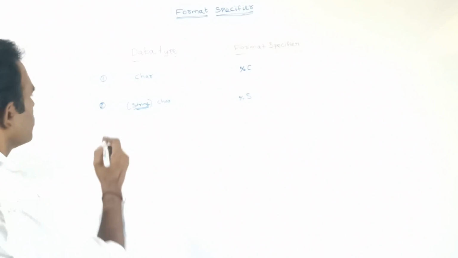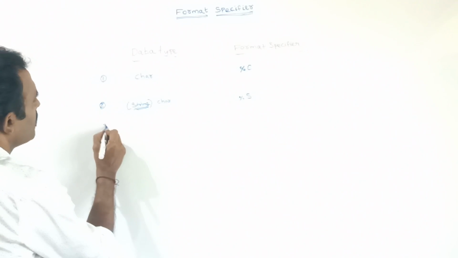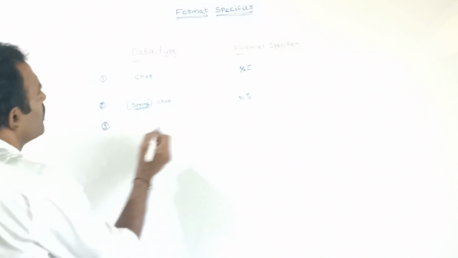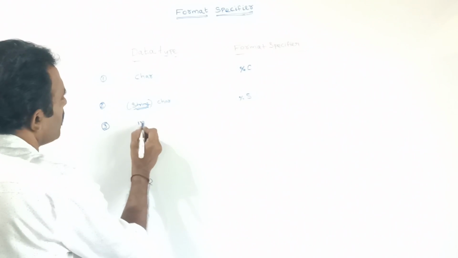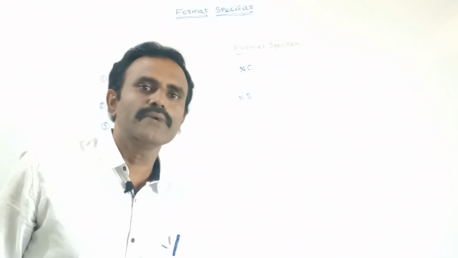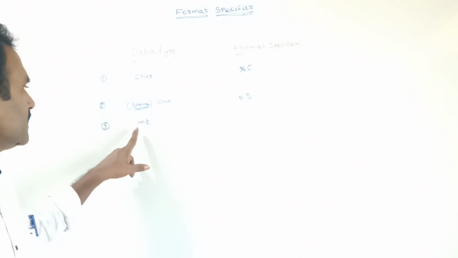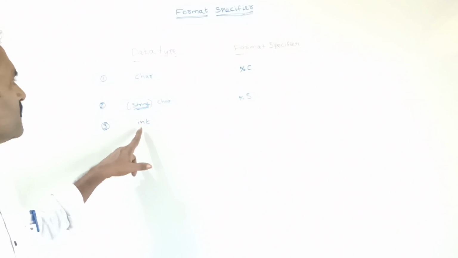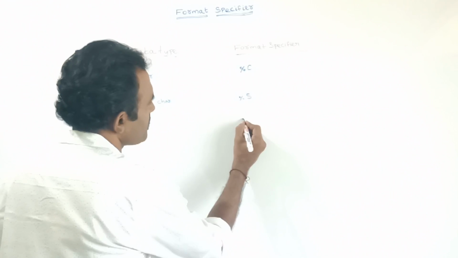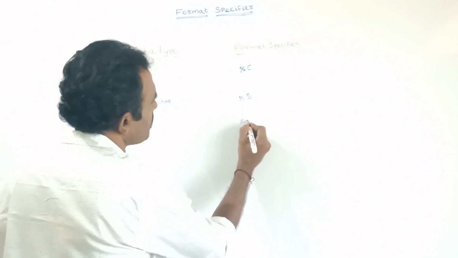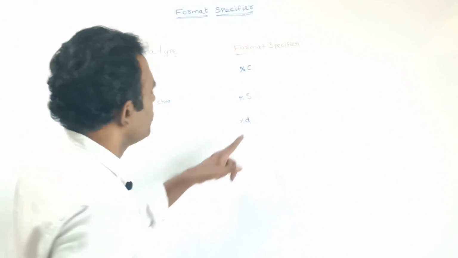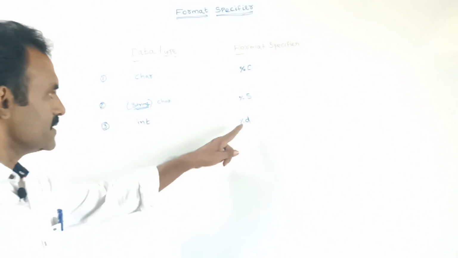Third data type: int, by default signed integer. Here the keyword for integer is int. We can specify this using the format specifier percentage %d.